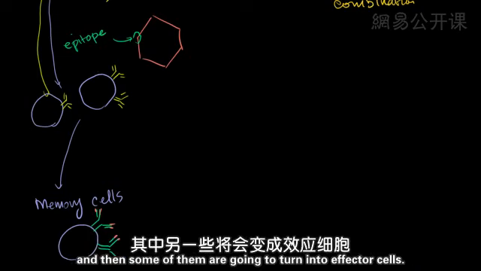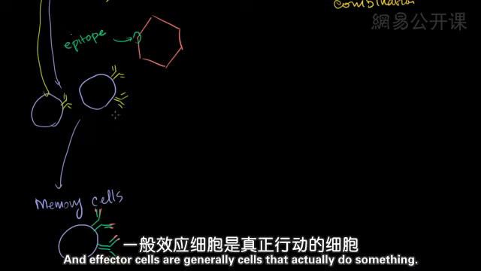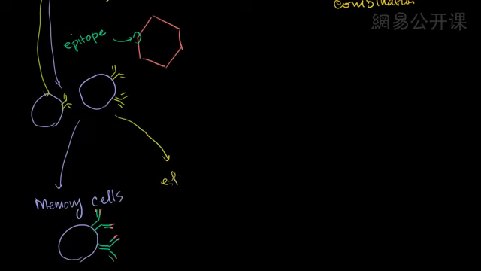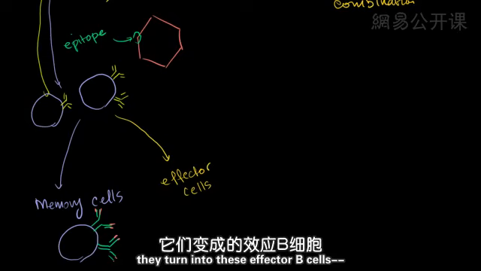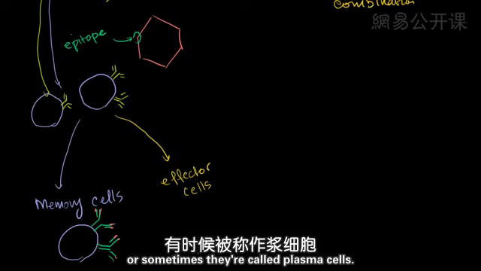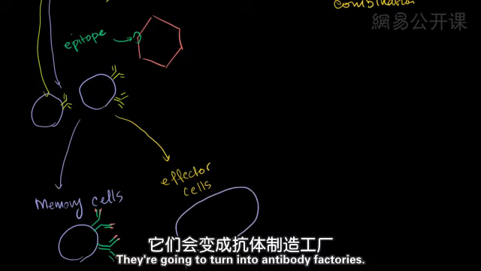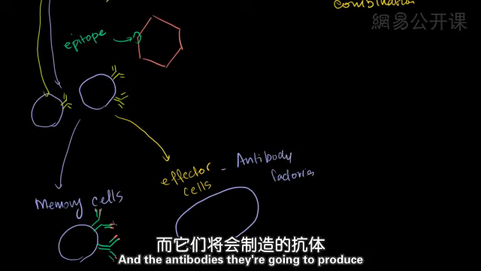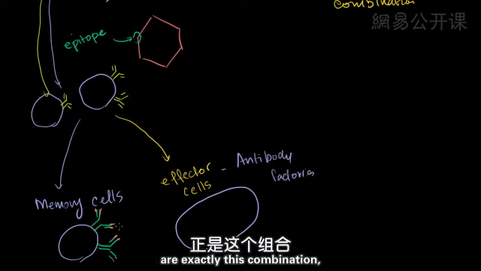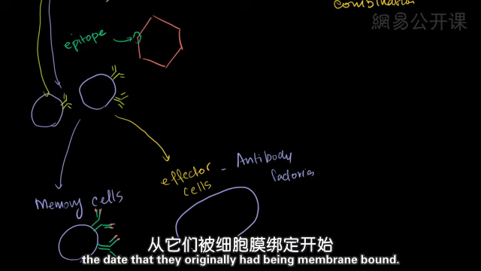And then some of them are going to turn into effector cells. Effector cells are generally cells that actually do something. What the effector cells do is they turn into these effector B cells, or sometimes they're called plasma cells. They're going to turn into antibody factories. And the antibodies they're going to produce are exactly this combination that they originally had membrane bound.